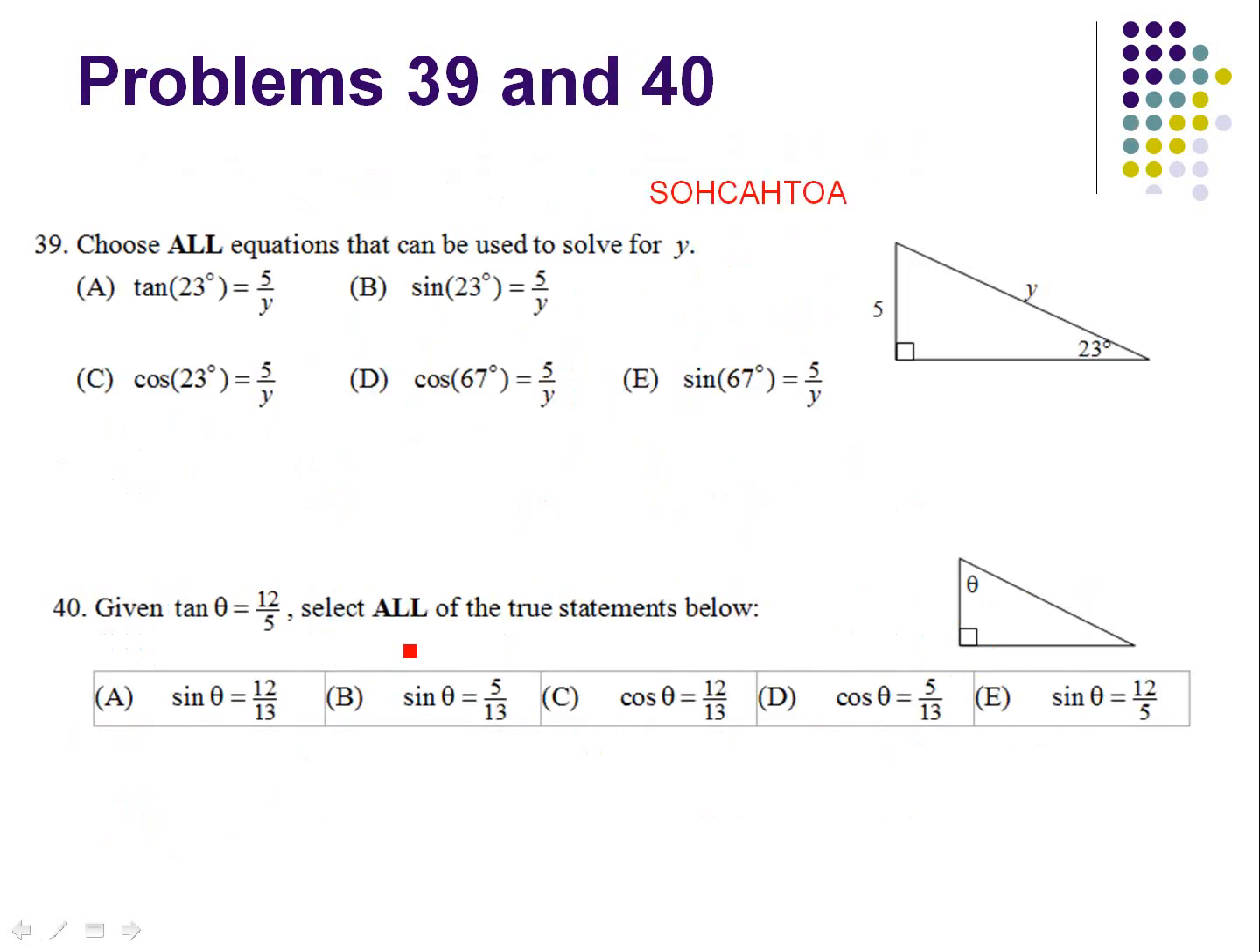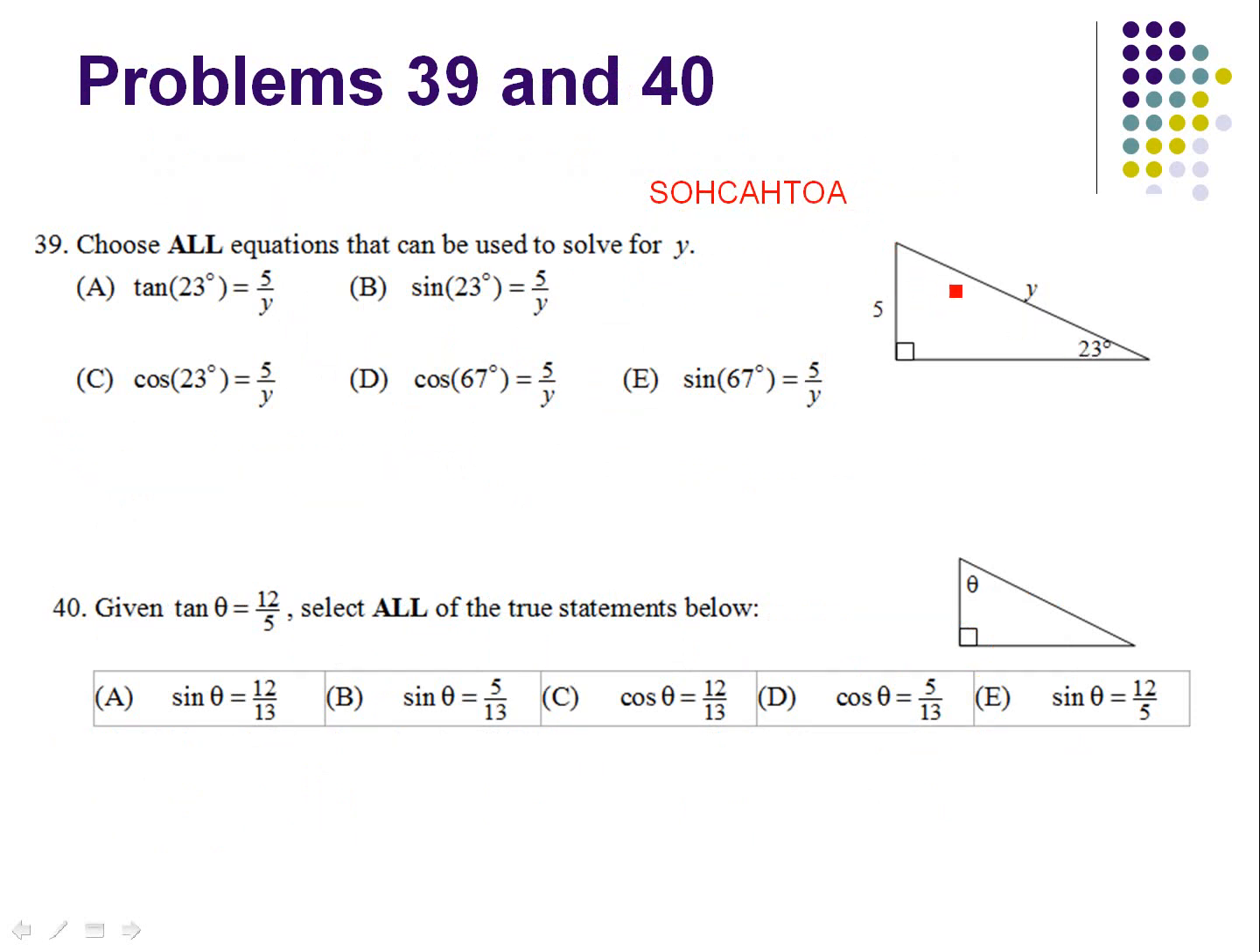Okay, problems 39 and 40. Okay, this is all about using SOHCAHTOA. So remember, this is the word. So sine is equal to opposite over hypotenuse. Cosine is adjacent over hypotenuse. Tangent is opposite over adjacent.